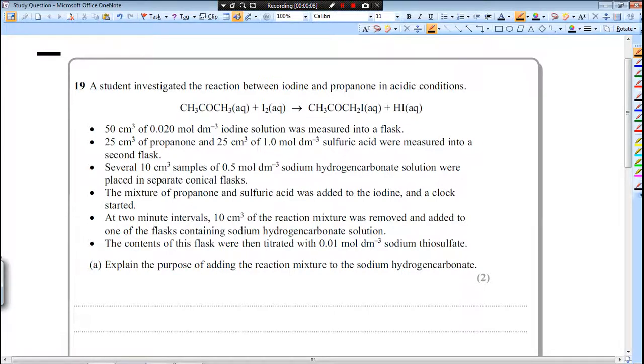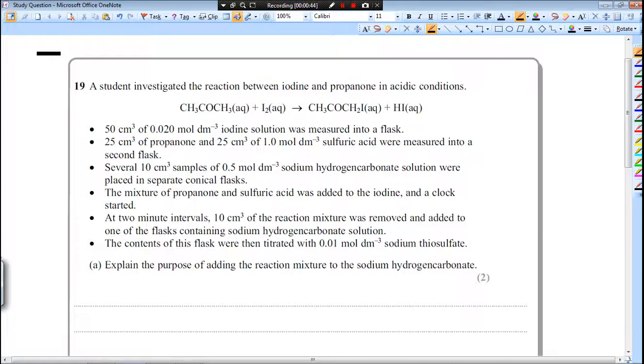Well fellas, today we're going to study the reaction between iodine and propanone. We're going to investigate the reaction between iodine and propanone in acidic conditions. So let's get started. The question says, a student investigated the reaction between iodine and propanone in acidic conditions. So this is the chemical reaction given. The chemical equation is given over here.